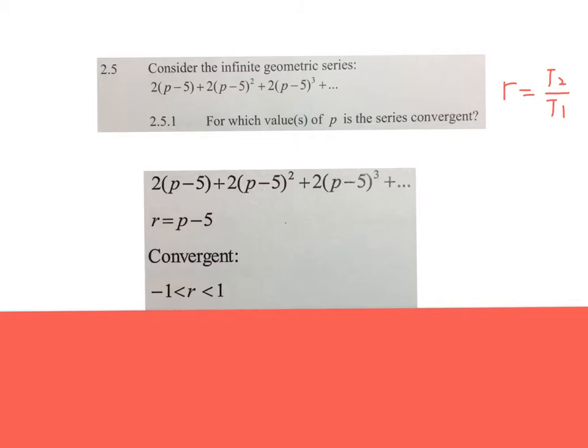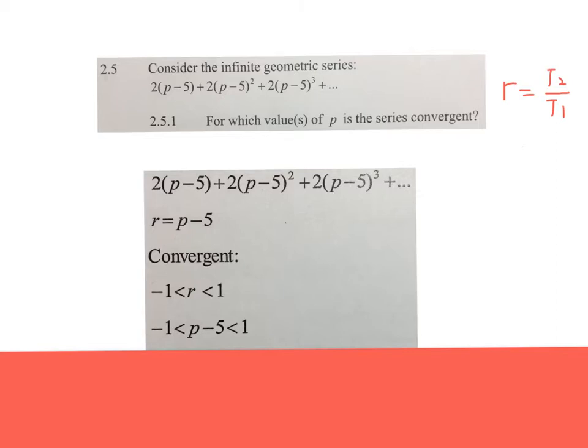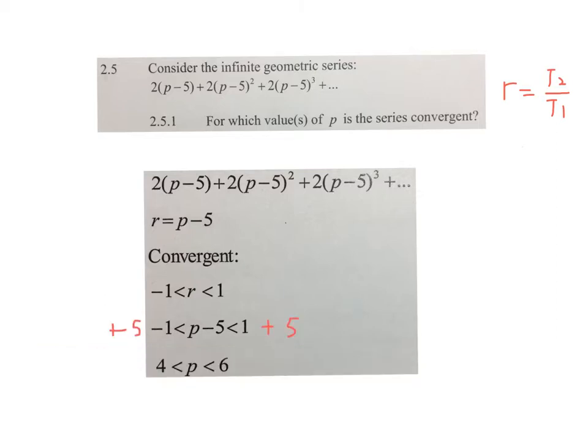It's on your formula sheet. Substitute the r in. Then solve for p by adding 5 on both sides. Please stop the video.